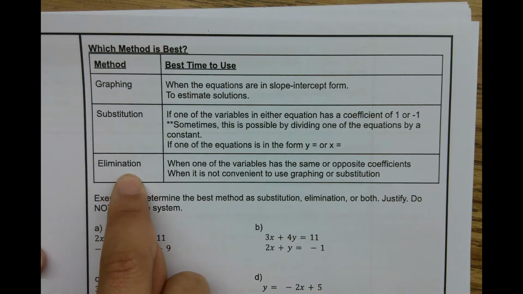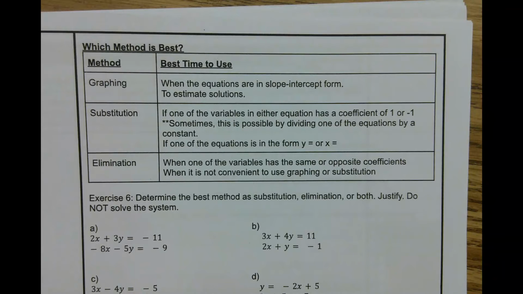And the last method we learned was elimination, where we want same but opposite coefficients, and we end up eliminating one of our variables and solving, and then plugging it back in to find the other one. So when is it best to use graphing? When is it best to use substitution? And when is it best to use elimination?